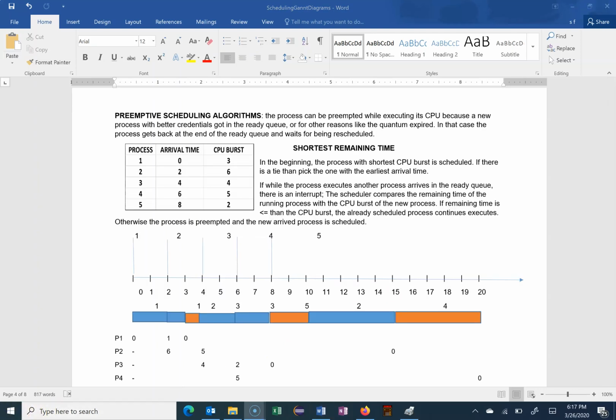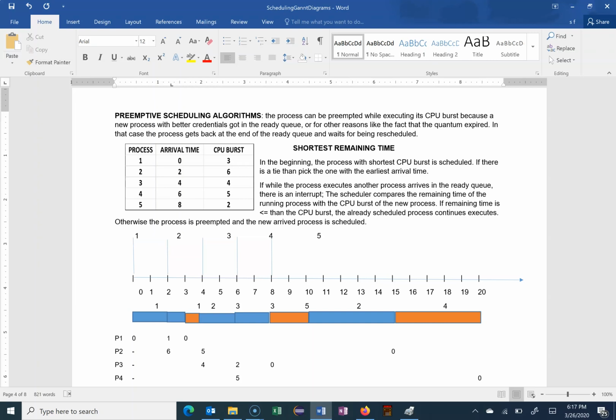Let's move on to preemptive scheduling algorithms. The process can be preempted while executing its CPU burst, because a new process with better credentials got in the ready queue, or for other reasons like the fact that the quantum expired. In that case, the process gets back at the end of the ready queue and waits to be rescheduled.